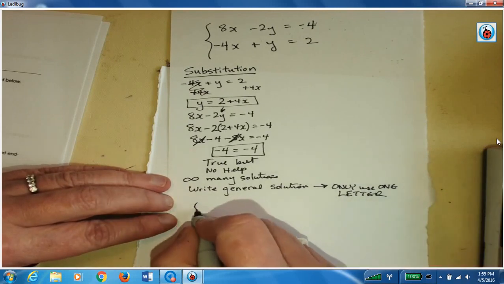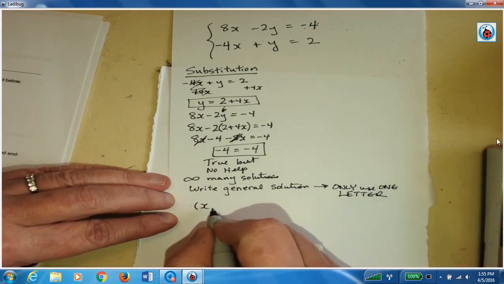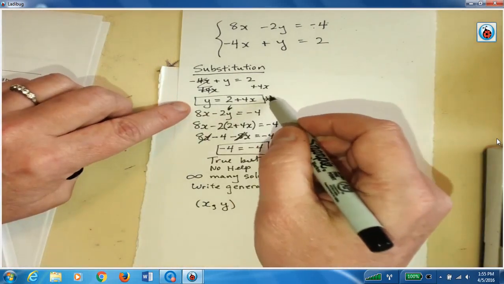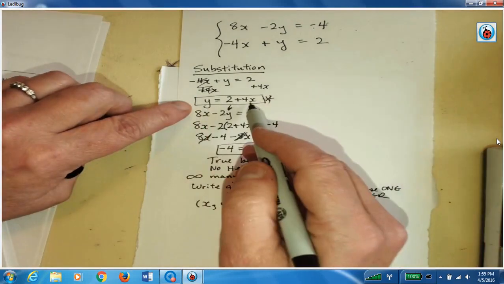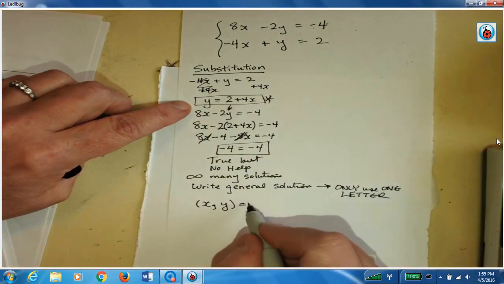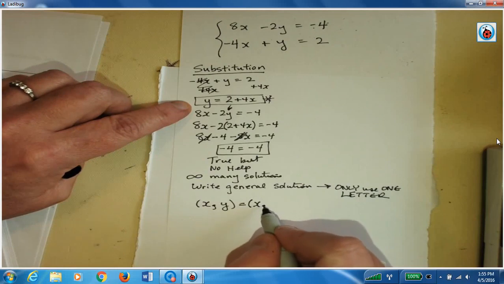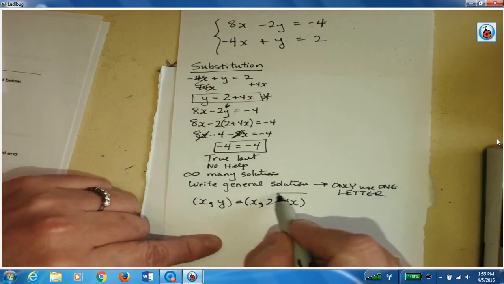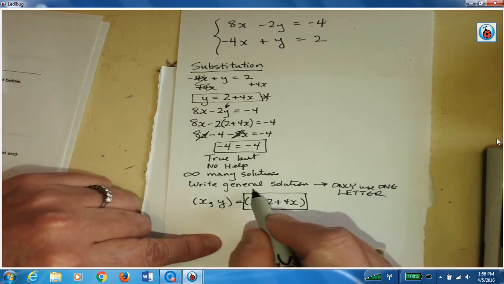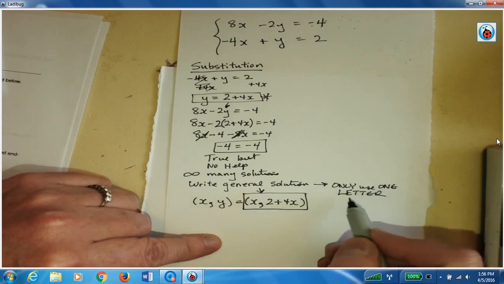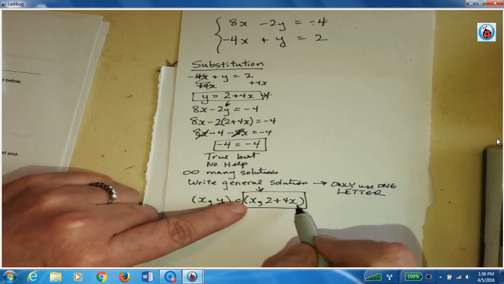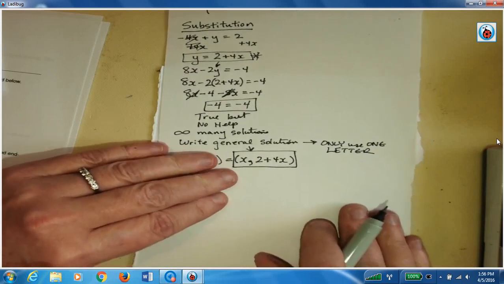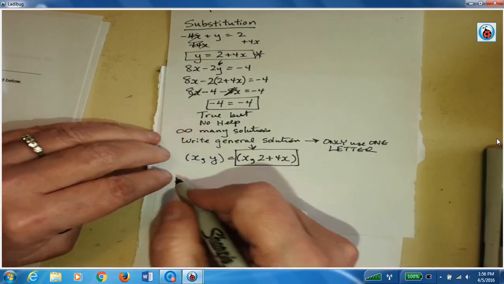Okay. Now, what are the coordinates of a point? They have an x coordinate and a y coordinate. What did I just find up here? I found an expression for y. So I'm going to replace the y with 2 plus 4x. This is my general solution. You only use one letter. There's only one letter used in this, x. Once you have the general solution, you can find all the points that are on the line.